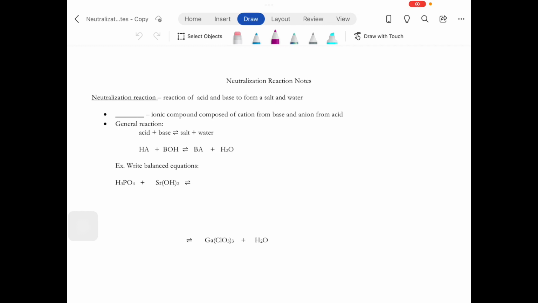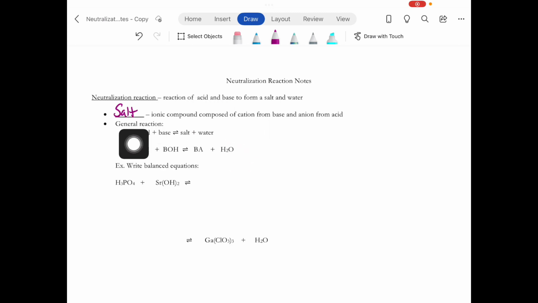And when we say salt in the real world, you're used to that being the salt that you put on your food. But in science, salt means something else. There's more than one kind of salt. And so a salt is any ionic compound composed of a cation from a base and an anion from an acid. And I'll show you what the salt is when we get to our balanced reactions.